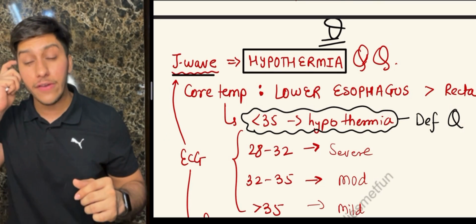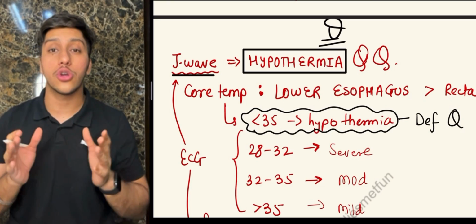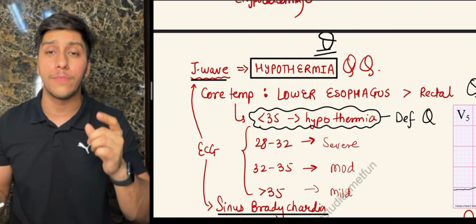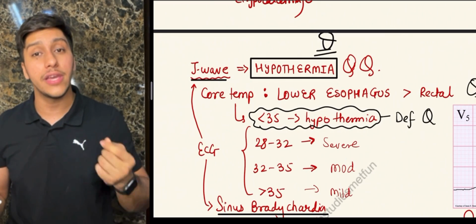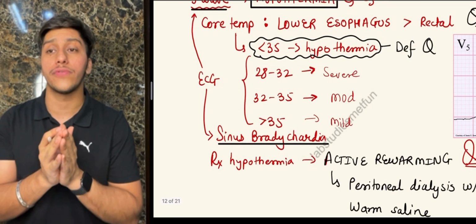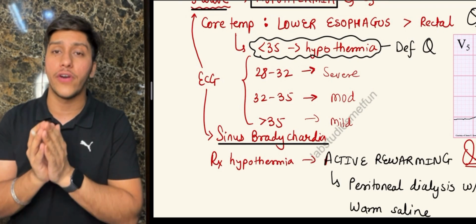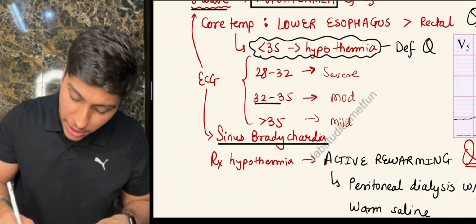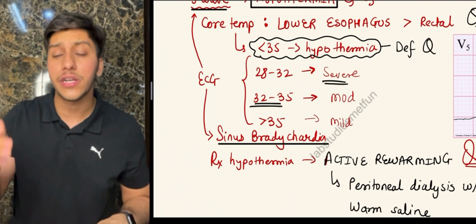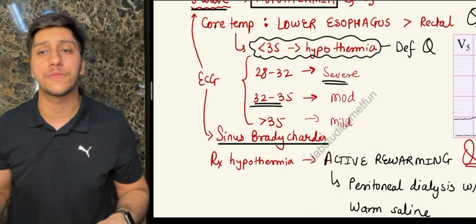Now, J wave, which is there, right? You will be calculating the core temperature. Remember, the core temperature is ideally checked in a better way from the lower esophagus than the rectal part, okay. Moderate type of hypothermia is usually seen at the temperature of 32 to 35. Less than 32 will be severe. That is the condition. From moderate to severe, you get to see this Osborn or J wave.